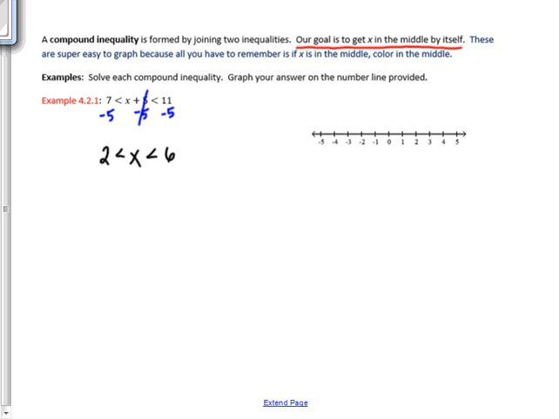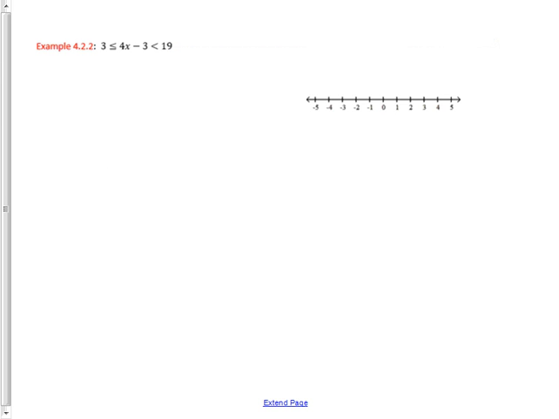Now, as long as your x is in the middle, you just color in the middle. So let me extend my number line just a little bit. If x is in the middle, I color in the middle of those two numbers. So I color in between 2 and 6. And since they're both just less thans, no bars underneath, they both get parentheses. And so there's my answer: I shaded from 2 to 6. These are easy.